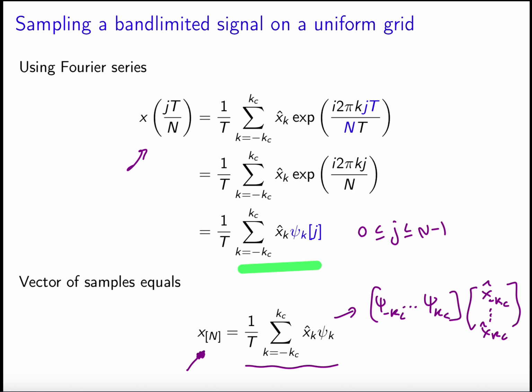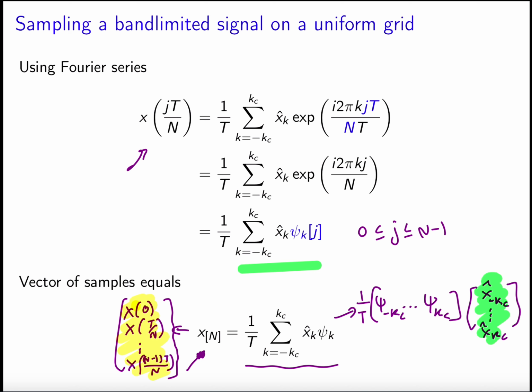Okay, this is exactly, I'm just representing this sum 1 over t here as a product of a matrix times the vector of Fourier coefficients, and this guy again is just a vector that has x of 0, x of t over n, down to x of n minus 1 t over n. So a natural question to ask is, when can we recover this vector of Fourier coefficients from this vector of samples?